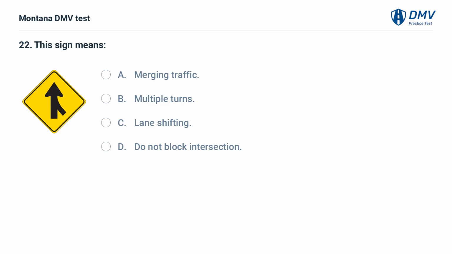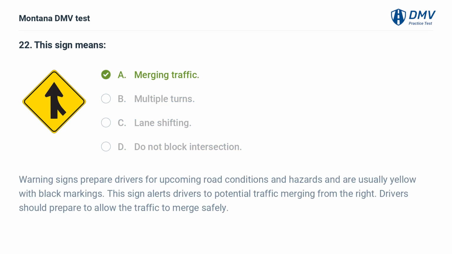This sign means A. Merging traffic. B. Multiple turns. C. Lane shifting. D. Do not block intersection. A. Merging traffic. Warning signs prepare drivers for upcoming road conditions and hazards and are usually yellow with black markings. This sign alerts drivers to potential traffic merging from the right. Drivers should prepare to allow the traffic to merge safely.